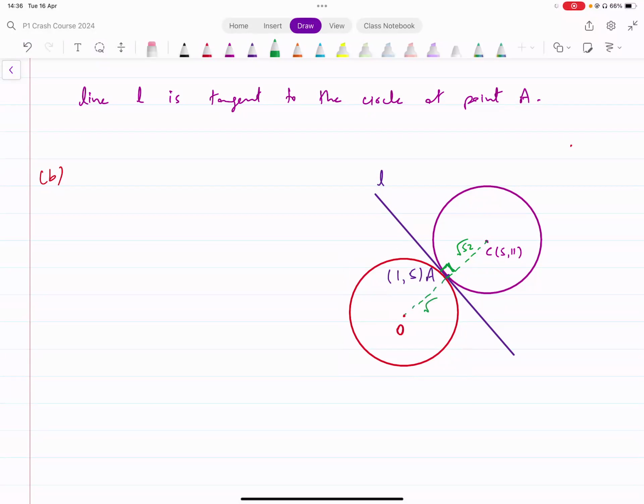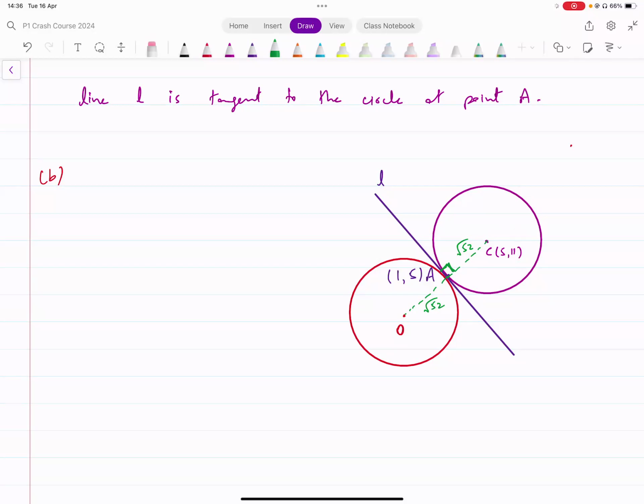Sir, will the coordinates of the center be also the same for the other circle? How can the coordinates of the center be the same? If this is 5, 11, you can't have another point that's also 5, 11, right? Yes, yes. Okay, so point O, radius is the same.